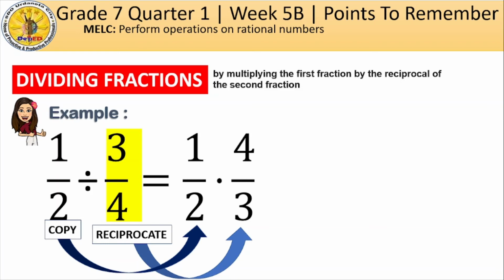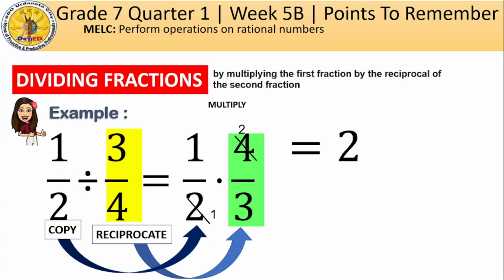But as we can observe here, we could actually remove common factors from both fractions. Since 2 and 4 have the same factor, we may divide 4 and 2 by 2. So 2 will become 1 and 4 will become 2. And then let us proceed to multiplication. So 1 times 2 is 2, and 1 times 3 is equal to 3.